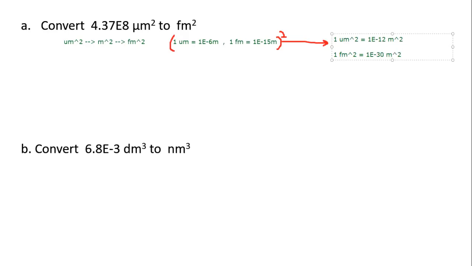So it's very important that you square the exponent. The most common mistake that students make in doing a problem like this is they just square the unit and not the exponent. So again, the way you square the exponent is you just multiply it by 2. So negative 15 becomes negative 30. Negative 6 becomes negative 12. So now we can set up our train tracks.